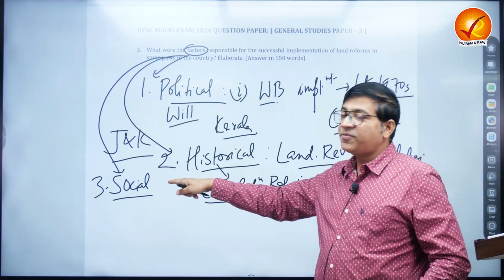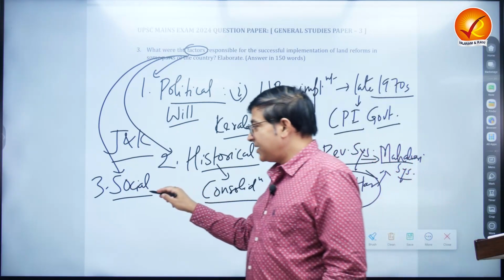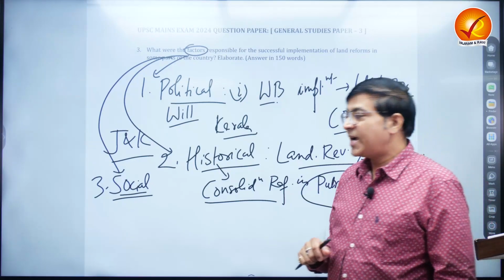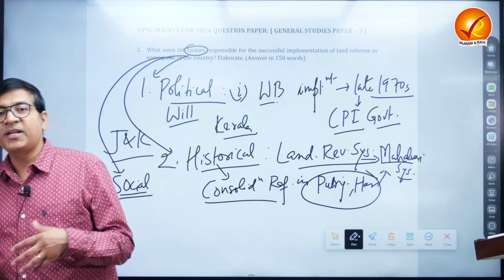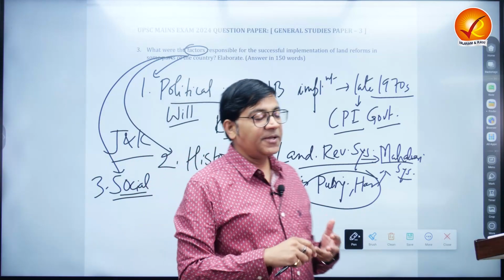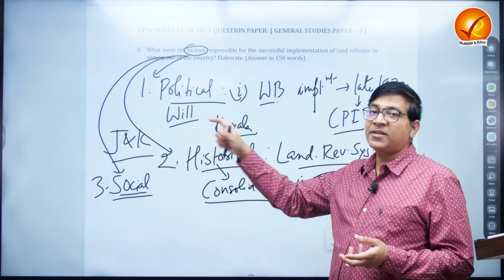Actually, these examples will come more when you are writing on failure of land reform. In many cases of northern states, the social factors were important. The landowners class never wanted to share their land or even the other revenue benefits with the relatively landless classes, which became an important factor for failure.